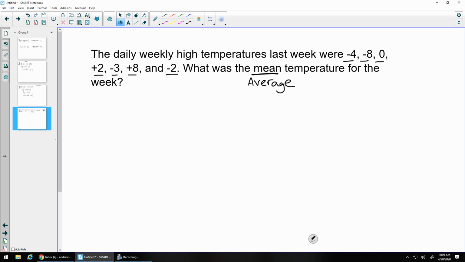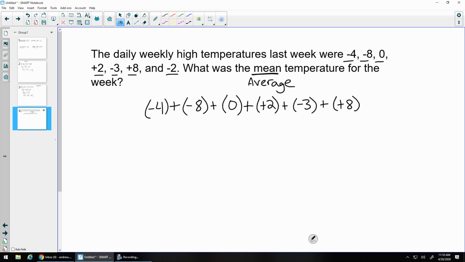Well, to find an average, to find a mean, you add up all of your values, and then you divide by how many values you have. So let's add all of these up. So I have negative 4 plus negative 8 plus 0. Even though 0 is 0, I still have to include it as one of my values. It's still an integer. Plus positive 2 plus negative 3 plus positive 8 plus negative 2.